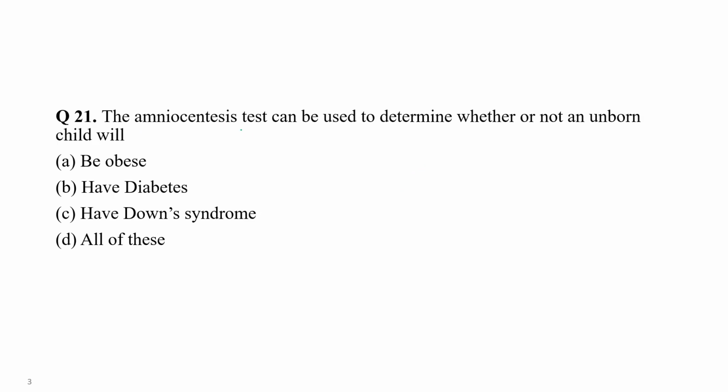Next, the amniocentesis test can be used to determine whether or not an unborn child will be obese, have diabetes, have Down syndrome, or all of the above. With the help of this amniocentesis, a doctor can determine that the unborn child will be obese, have diabetes, have Down syndrome, or all of the above. Tell me the answer.